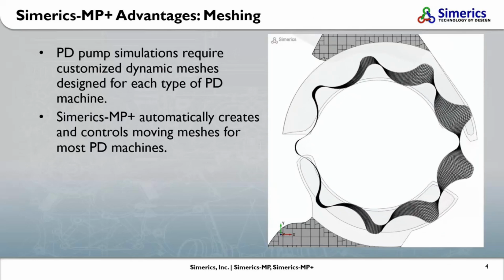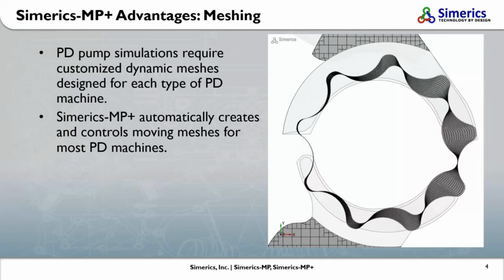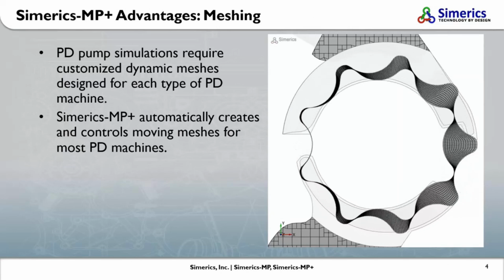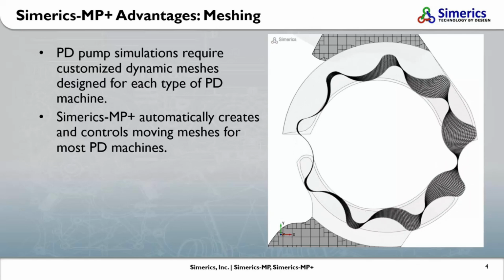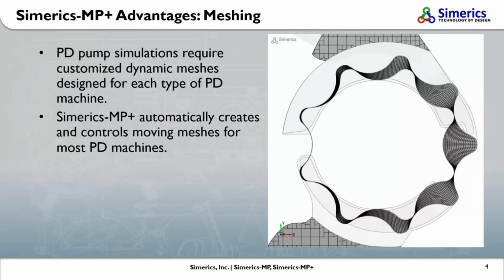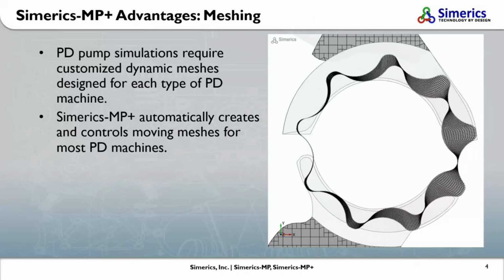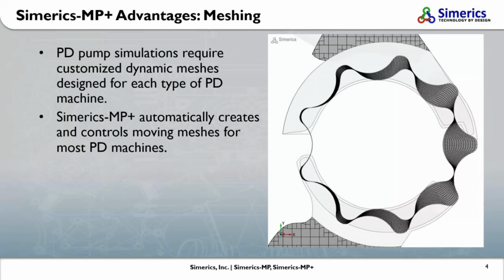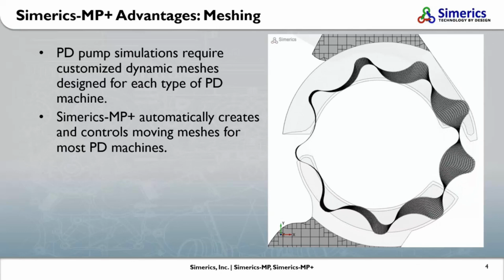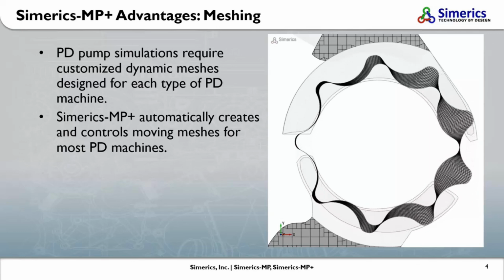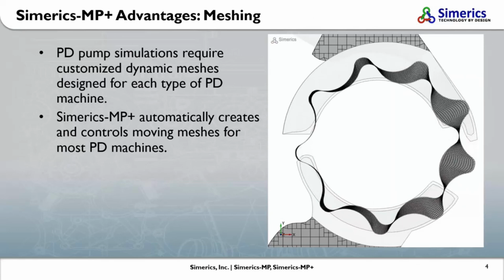So then how does Cimerix MP+ address all of these issues? Let's start with its advantages in meshing. The general consensus in the simulation community is that the only practical meshing solution for PD machine simulation is a customized moving deforming mesh designed specifically for each PD machine type. Most of these meshes utilize very complex mathematical and numerical algorithms. This approach is difficult and often impossible in most cases for end users to implement.